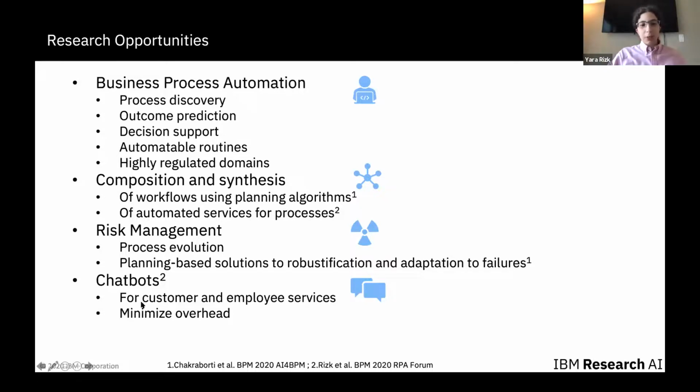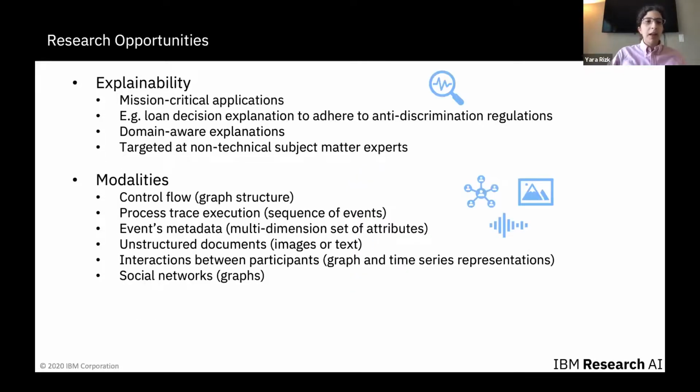Another one is the chatbots, for which I presented some work earlier in the session today, related to how we can make sure that these automation solutions have a natural language interface for business users to interact with.